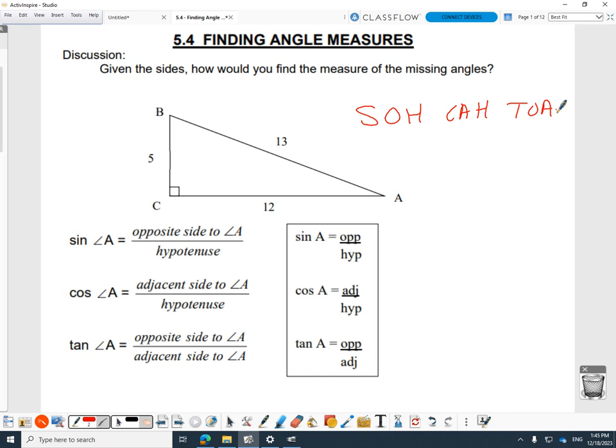It's going to be a rough day. We need to know SOH-CAH-TOA.